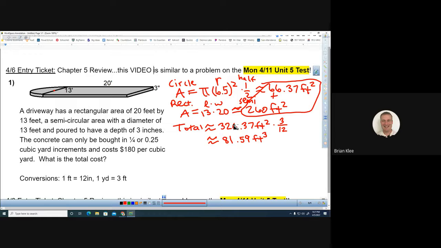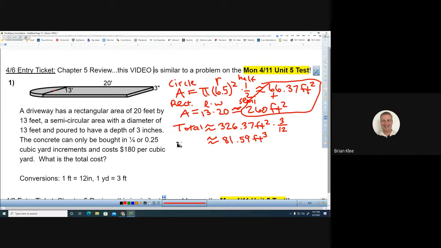And it might seem a little bit silly that the volume is actually smaller than the area, but again, we're talking about how many cubic feet end up fitting in that space. Cubic feet, excuse me. Okay.